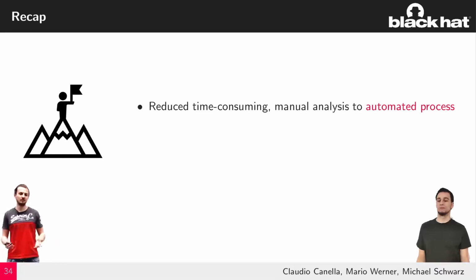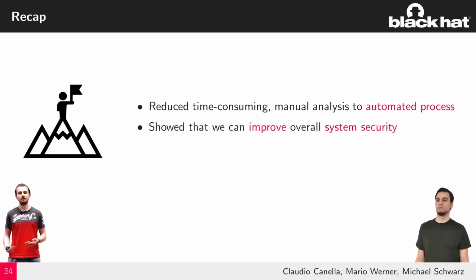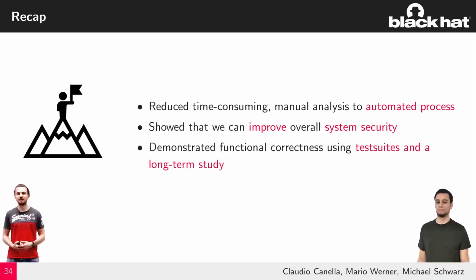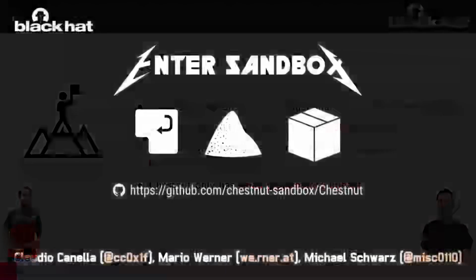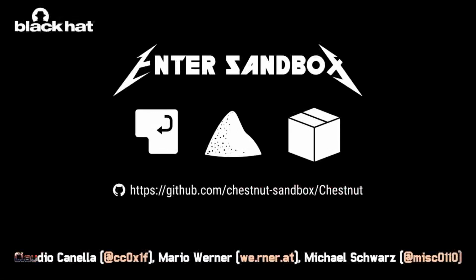Through this automated process, we were basically able to show that we can improve the overall system security using pretty much no manual labor at all. I mean, you need to modify some makefiles probably. We were also able to show the functional correctness using test suites, showing that our applications using the Chestnut sandbox approach still work. And we were also able to show that Chestnut only has a small performance overhead in your everyday development cycle. So that is something that should be developed further, which can help make systems a lot more secure without needing a lot of experts to do it.